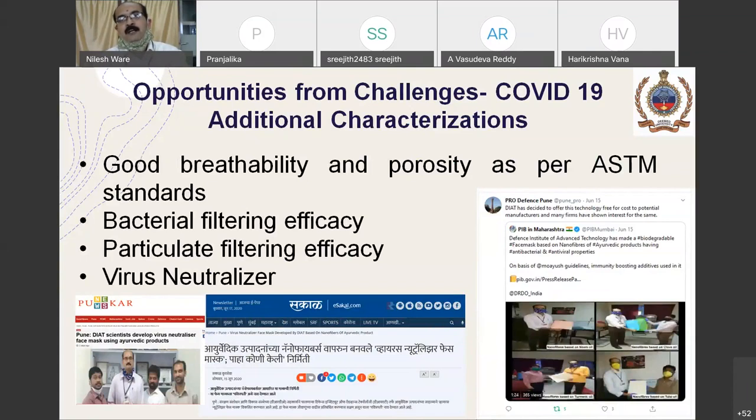by saying that your N95 mask can be replaced by a cotton-based, breathable, porous, virus neutralizing, antibacterial mask, obviously there will be big news. Our vice chancellor was very happy that we should take this to the next level. This should not stop at applied research. We had done some good validation.